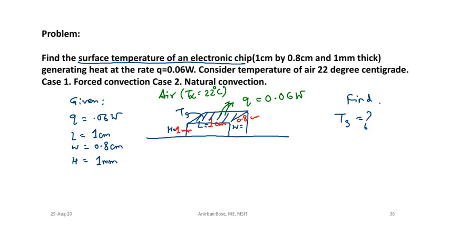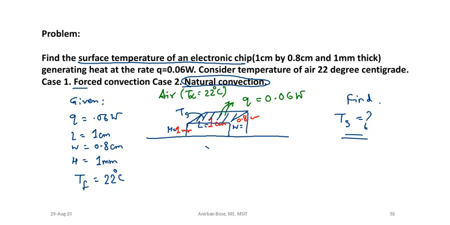These are known, and it is also known what the temperature of the fluid is. The temperature of the fluid is 22 degree centigrade. The question is what is the surface temperature of the chip. It has been given that we first consider the natural convection, and then we will consider the forced convection.